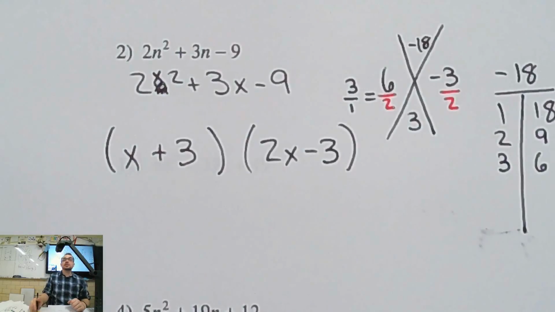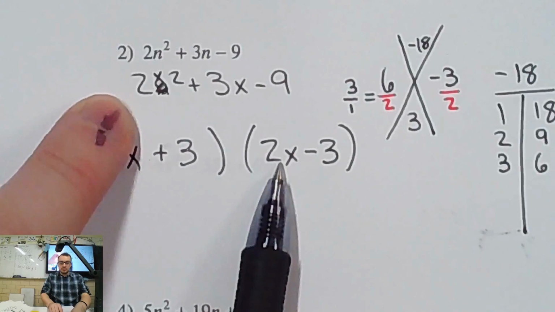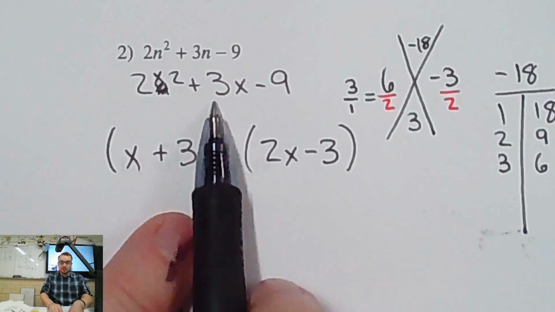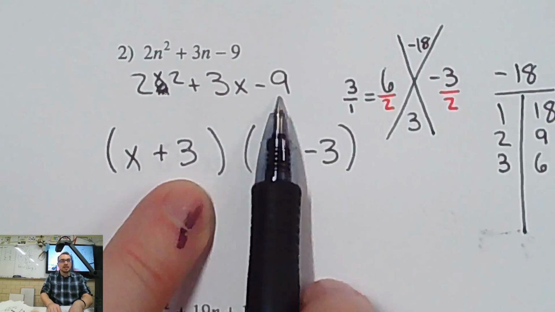Now, we have to check to make sure this goes back the way it came, right? We should double check that. I get 2x squared from this. Check. I get negative 3x, positive 6x, 3x. Minus 3 times positive 3, minus 9.